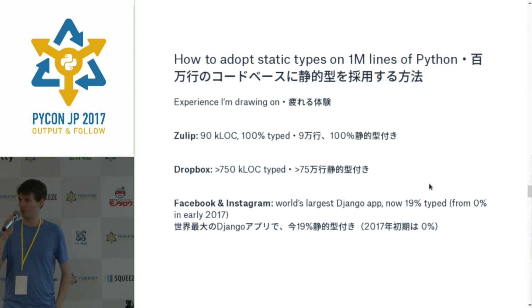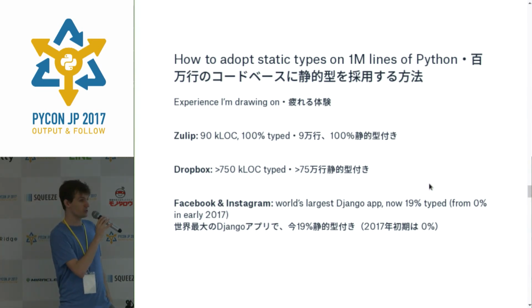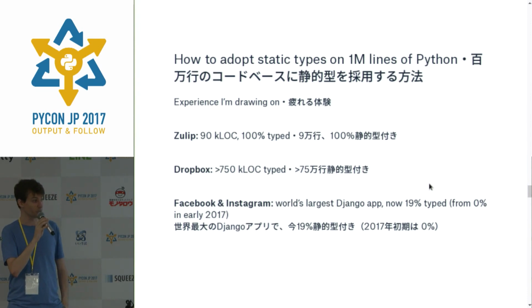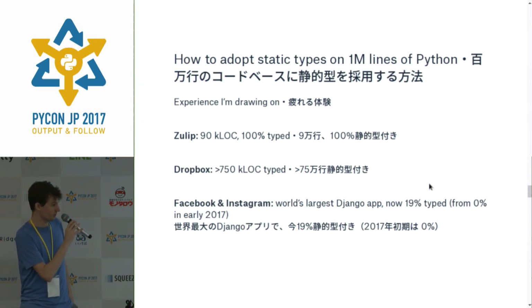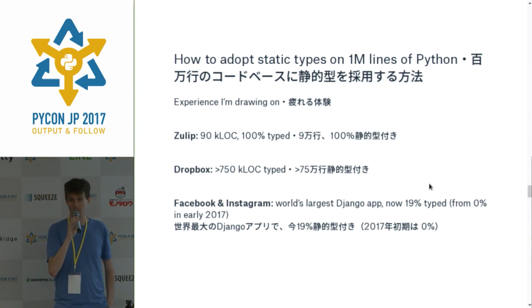It's the world's largest Django application, as far as anybody knows. And they have just this year started working on putting types there. And so just in the last few months, they went from 0 to 19%, that number is from this week, of the Instagram code base has static types.